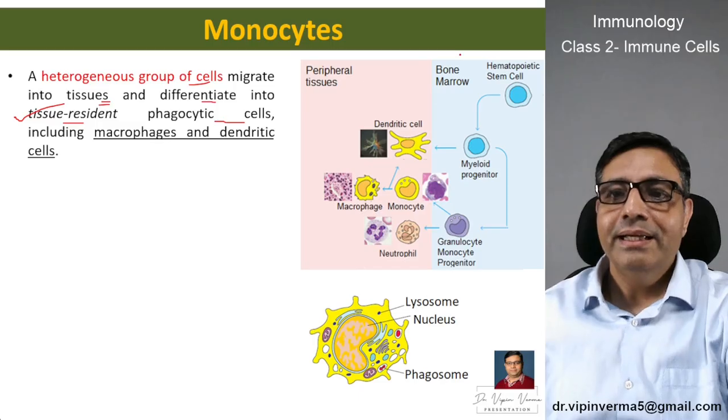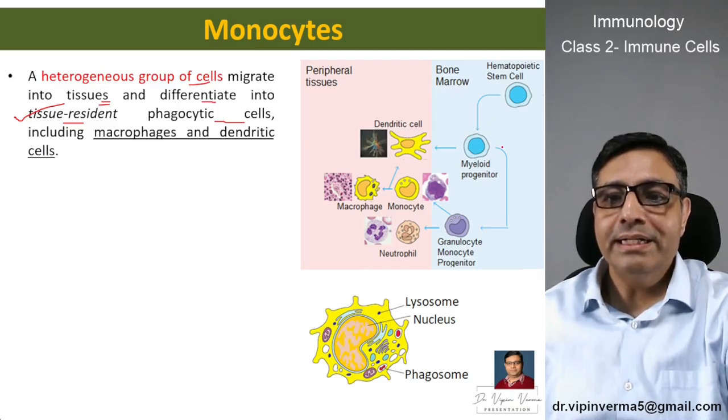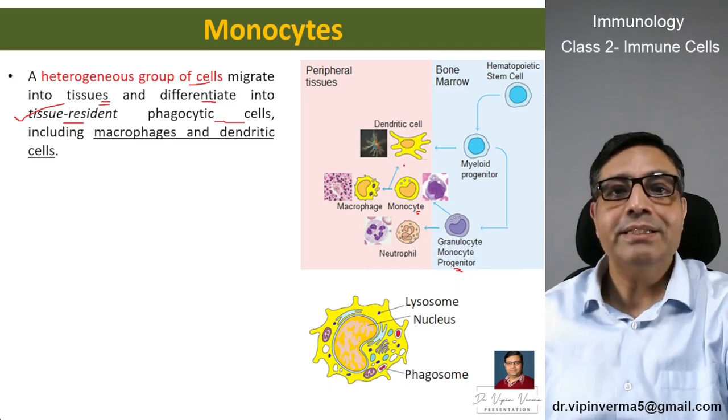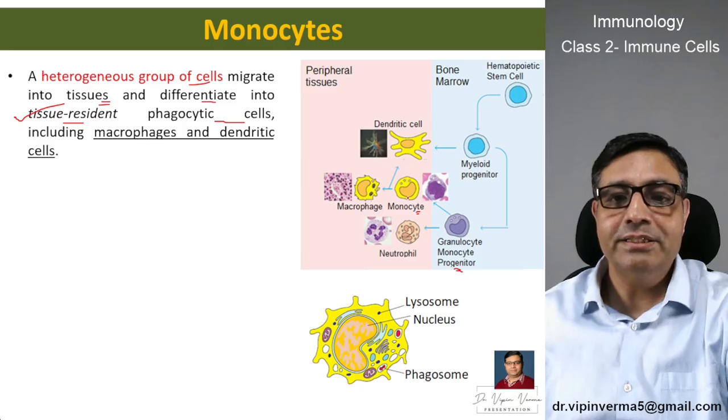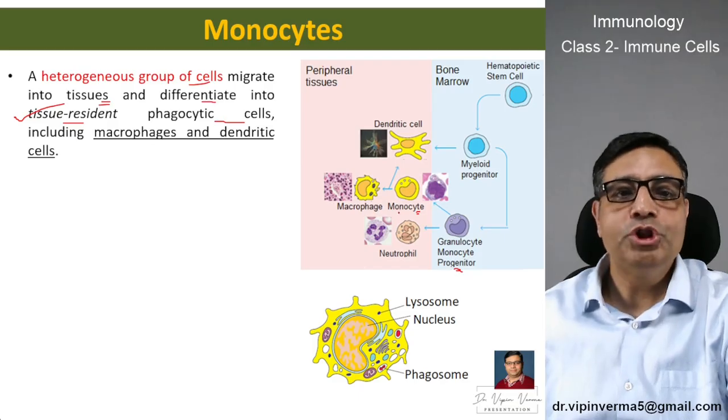So you can see here hematopoietic stem cells giving rise to myeloid progenitor. This myeloid progenitor in the bone marrow gives rise either directly to the dendritic cells or to the granulocyte monocyte progenitor. This granulocyte monocyte progenitor gives rise to neutrophils or monocytes, and then these monocytes in the tissue form the macrophages, or they can also form the dendritic cell. So that's how dendritic cells, monocytes and macrophages are generated from the granulocyte monocyte progenitor.